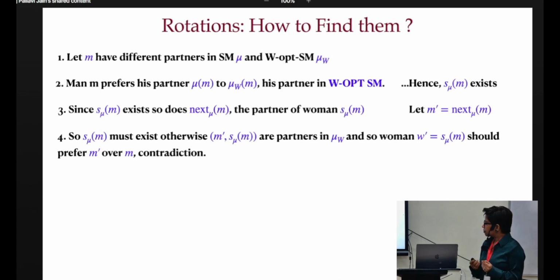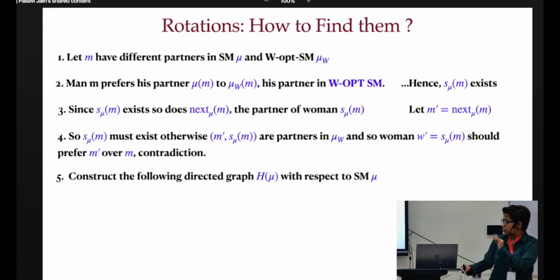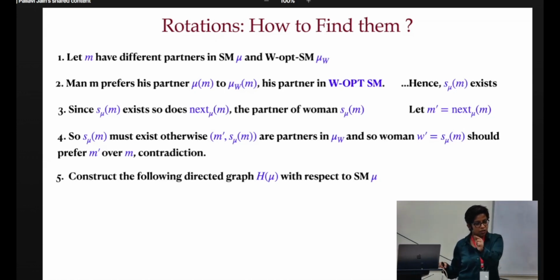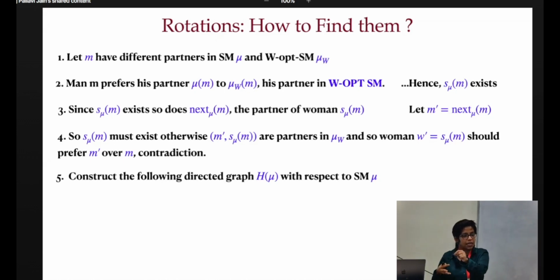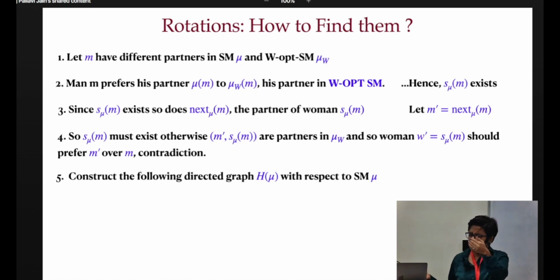Why am I doing this? Okay, all right. So now skip step 4. Step 4 is basically just restating what I have already said. Now what I do is create a digraph where every man is pointing to his next partner. That next function points to a man who is basically the current partner of his successor. So every man gives a directed arc out to his successor, to the current partner of the successor.